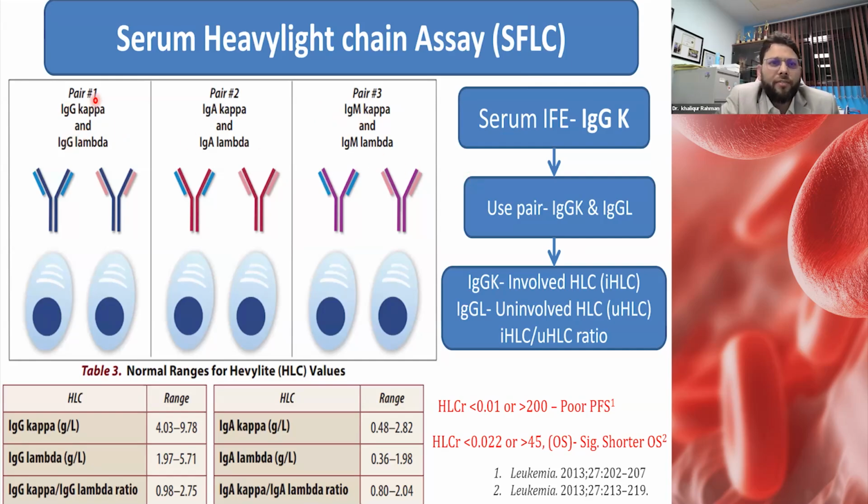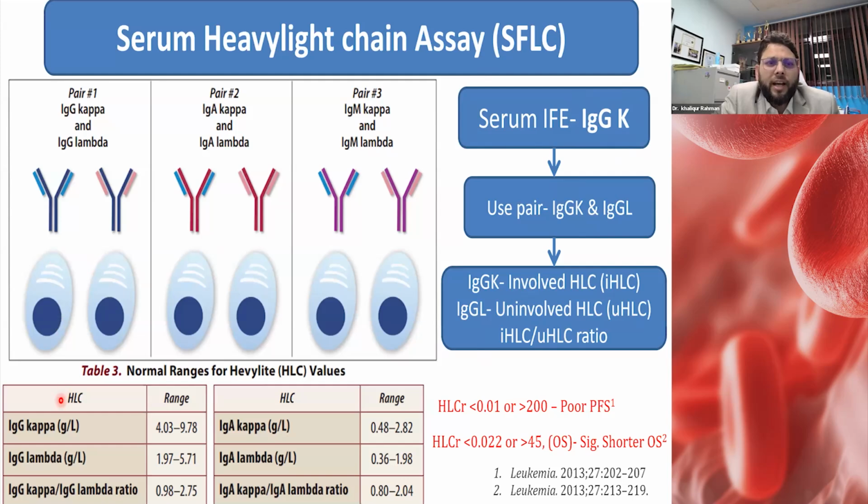So, how it is done: every kit has a pair of IgG kappa, IgG lambda, another pair may have IgA kappa, IgA lambda, and another pair may have IgM kappa and IgM lambda. Fine. So, first we do serum immunofixation, and if we detect that this is an IgG kappa kind of band, then we will use the pair which is IgG kappa and lambda. Since this M protein was IgG kappa, this is said to be the involved heavy light chain, and IgG lambda will be the uninvolved heavy light chain. Now we will be detecting this only corresponding to IgG, not other things.